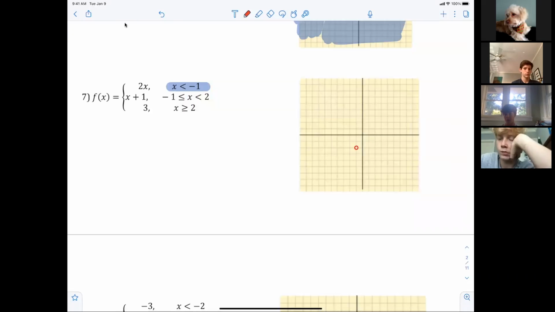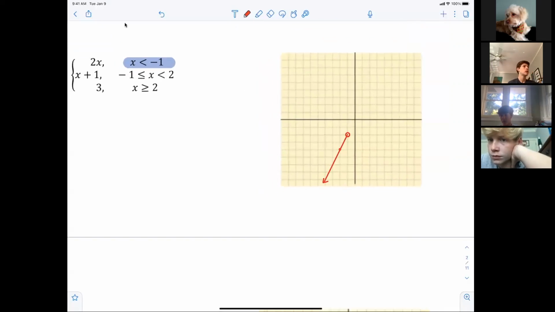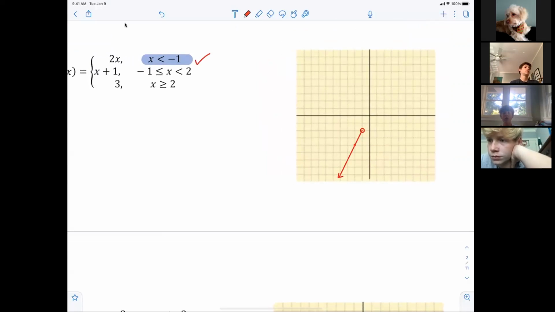Now we're going less than -1, so I plug in -2. When I plug in -2, I get -4. So now I plot the point -2, -4. And then this, we know, is just a line. So that would be the first piece of that graph. Does anybody have any questions with that?